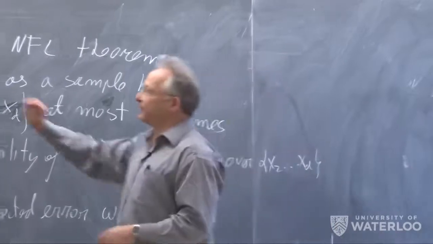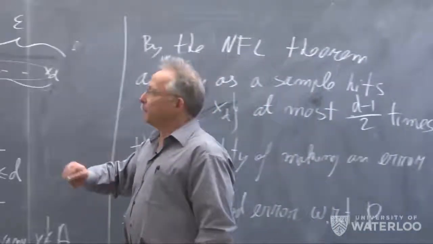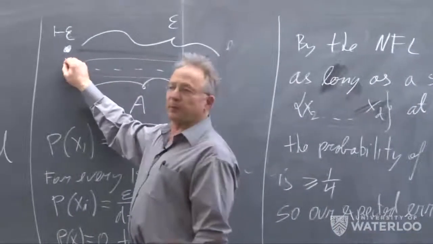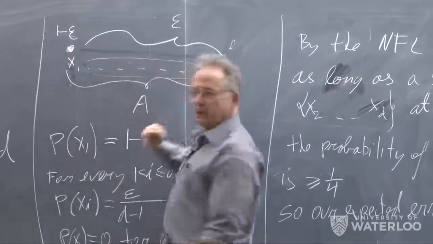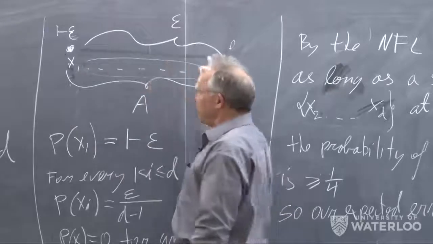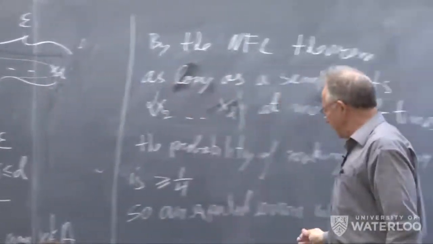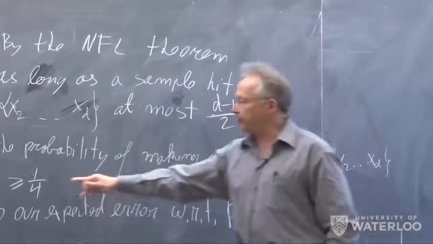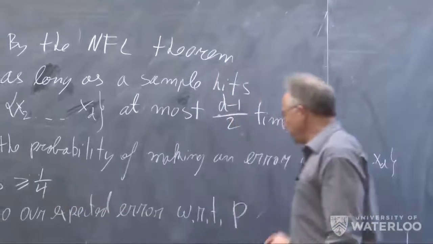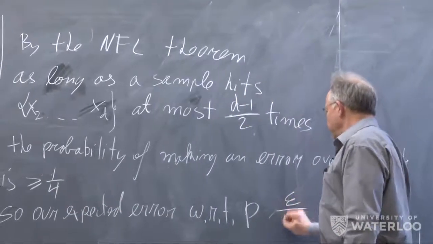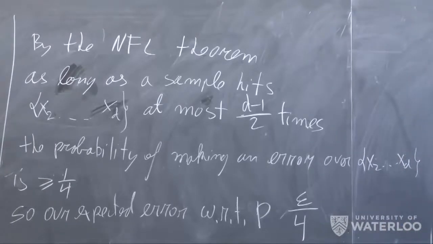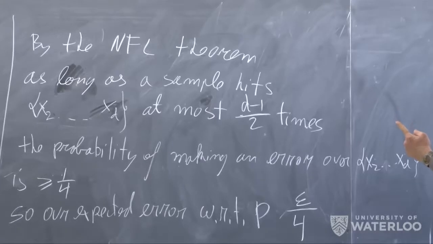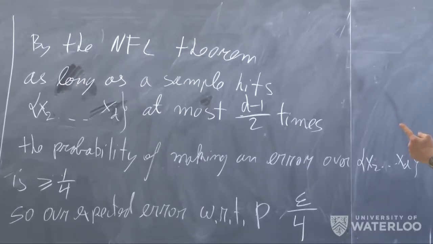I have a test point, right? With probability 1 minus epsilon, the test point falls here, and I know everything. With probability epsilon, it falls here. If it falls here, then we know that our expected error is roughly a quarter. So it's going to be epsilon over 4. Given that I'm in this sparse area, my expected error is a quarter.